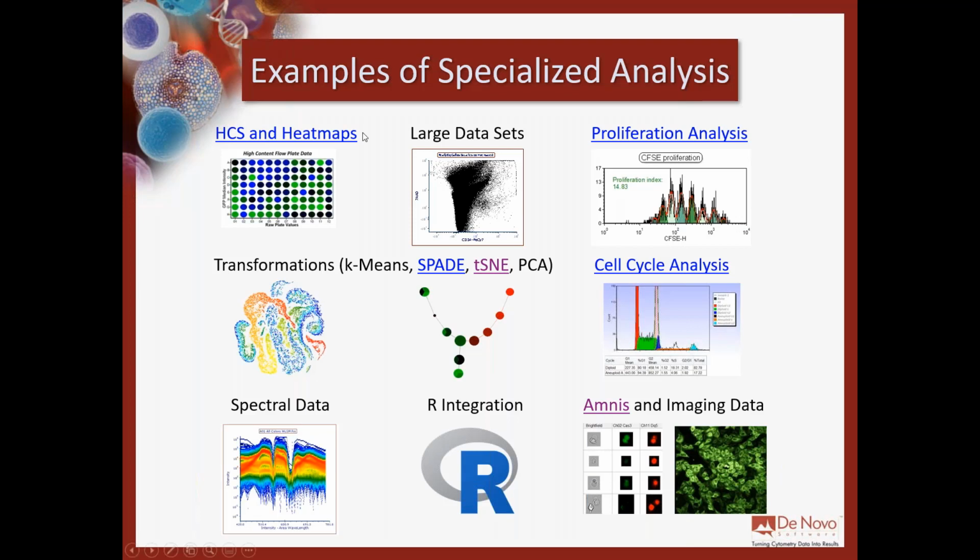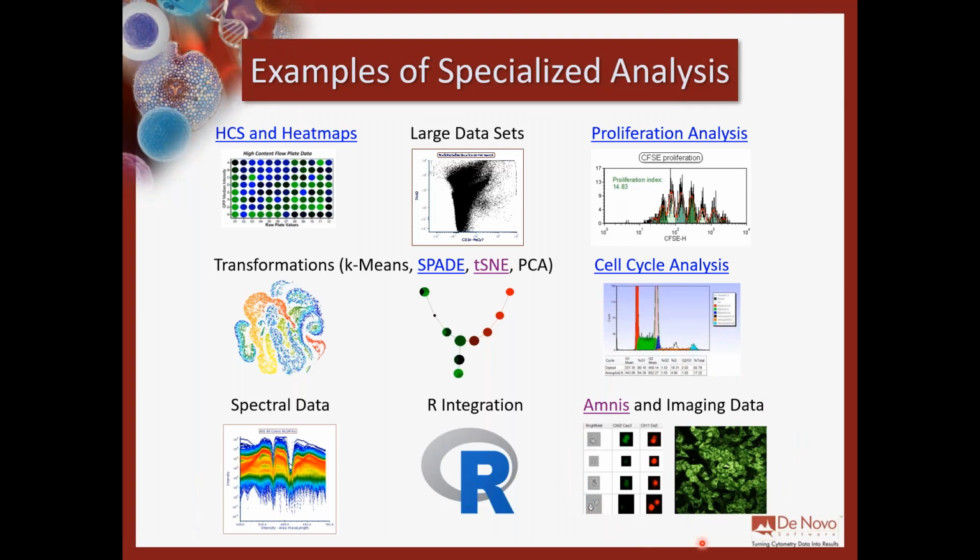You see here, we just saw one example of heat map, but you can do really a lot of stuff with the high content package. We can deal with large data sets. So we have customers that are dealing with files that contain millions and millions of data and really a lot of parameters. You can do proliferation analysis, cell cycle.